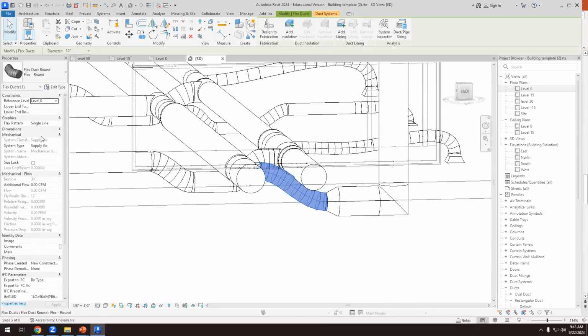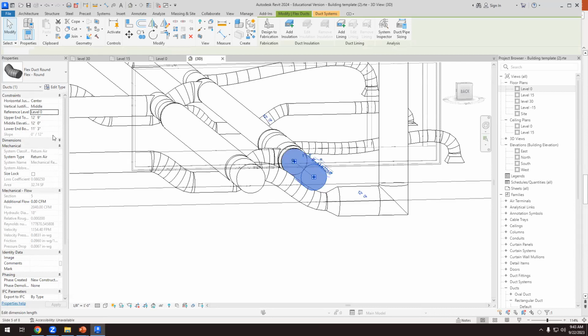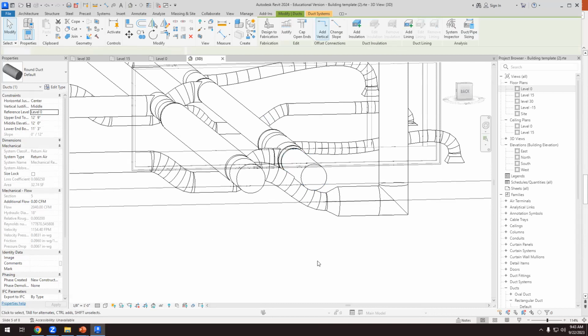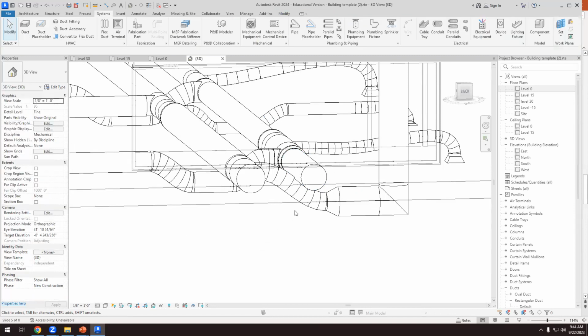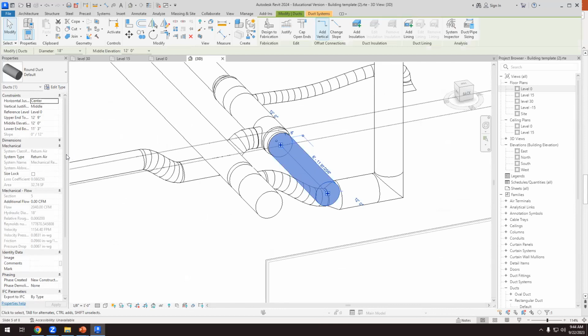And if I make this 16, for sure it will work. Where is this diameter?